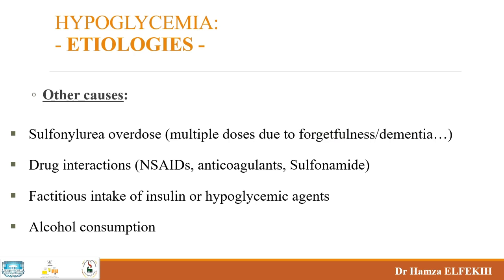For the other causes, it is related to sulfonylurea. So the patient might have dementia; in this case, he will take multiple doses, or there is a drug interaction between sulfonylurea and anticoagulant, for example, or sulfonamide. In this case, there is generally severe hypoglycemia, and it can happen again in 72 hours. So generally, the patient is hospitalized. Other causes are alcohol consumption and factitious intake of insulin or hypoglycemic agent.